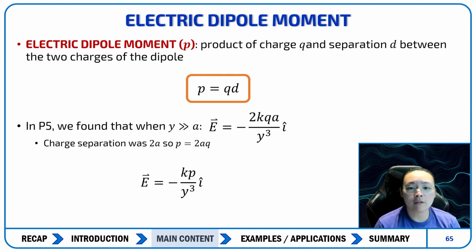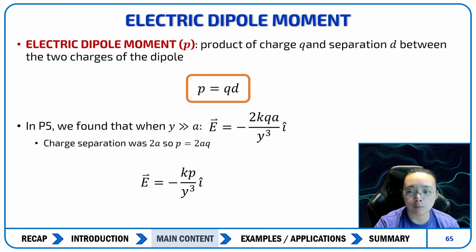So in problem 5, we found out that when y is much greater than a, the electric field is equal to 2kqa over y to the power of 3. So this charge separation was 2a, so we can actually say that P is equal to 2a times q, so the d actually becomes 2a. And now we can have a condensed equation where E is equal to kp divided by y to the power of 3. So that's just a shortened equation that you can use moving forward.